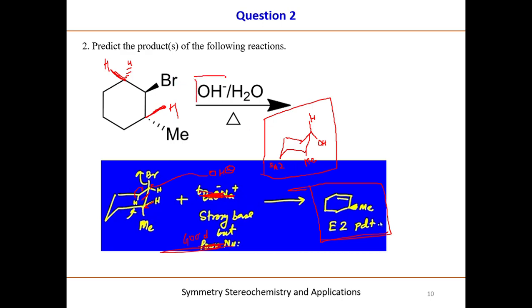Now let's talk about the reaction with the weak nucleophile, that is H2O. So again the carbocation formation will take place with H2O. Here I am writing the reaction with H2O, a weak nucleophile.